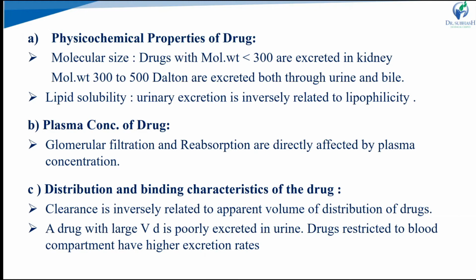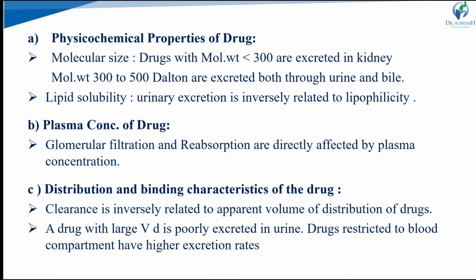Plasma concentration of the drug. Increasing the plasma drug concentration increases the rate of urinary drug excretion, so it is directly related to plasma drug concentration. Glomerular filtration and reabsorption are both directly affected by the plasma drug concentration.